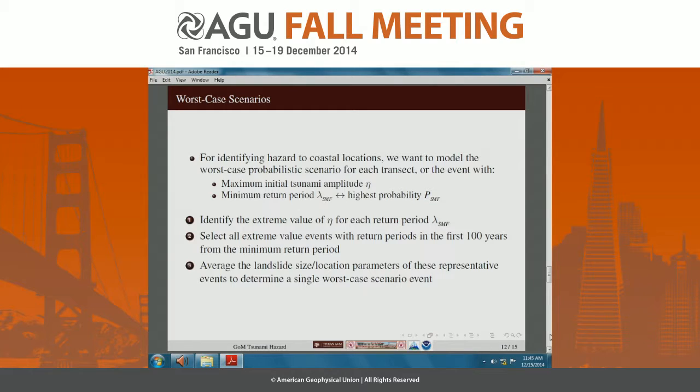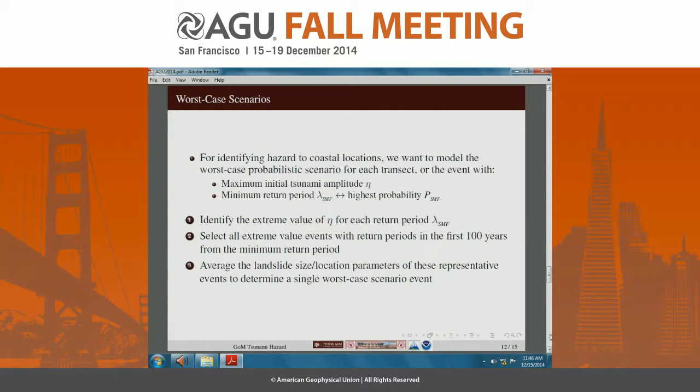So once we have all of these sample tsunamigenic events, we want to identify the hazard to coastal locations. But the return periods of these events are on the order of thousands of years, and so we want to determine what worst case scenario could possibly happen that could be a hazard to a coastal city. And to determine the worst case probabilistic scenario, we find the event with a maximum initial tsunami amplitude eta, as well as a minimum return period or maximum probability.